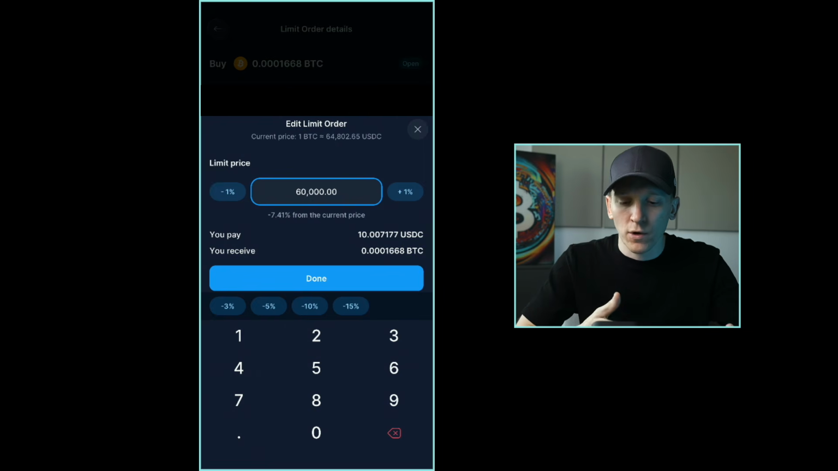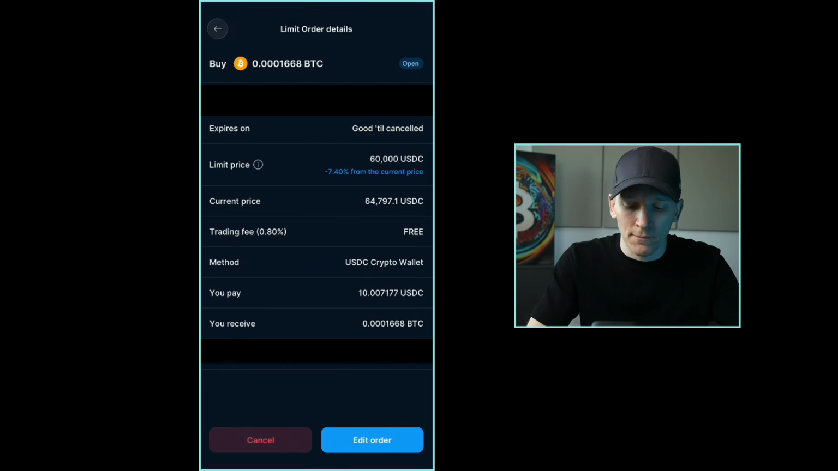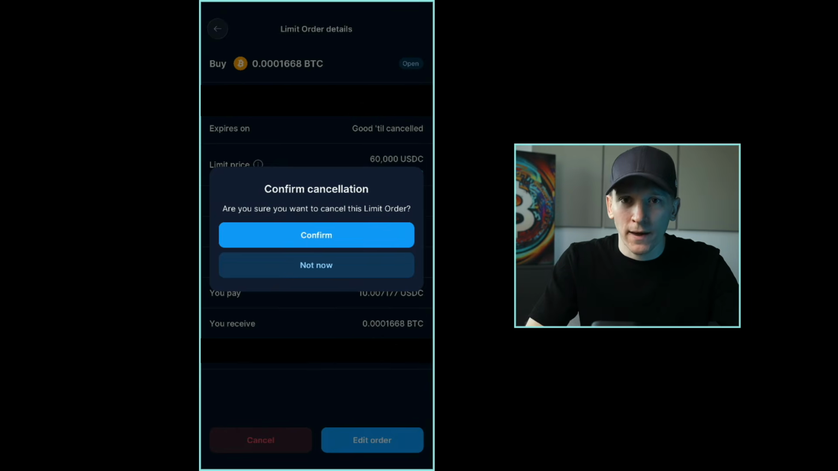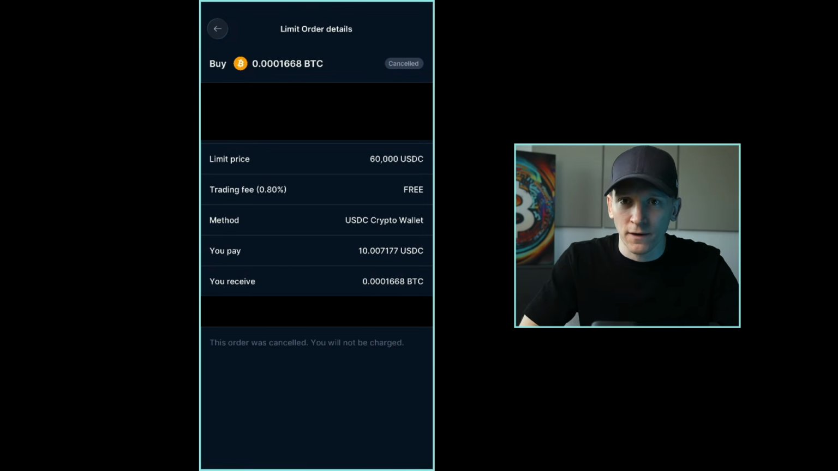So if your order's been in for a while and the price isn't moving down, you want to move the price up, you can do that here. Or if you just want to cancel out the order, you can do that bottom left. Now, you only pay trading fees when you actually exchange assets. So if you confirm this, you can cancel the order and you won't pay any trading fees or anything else.